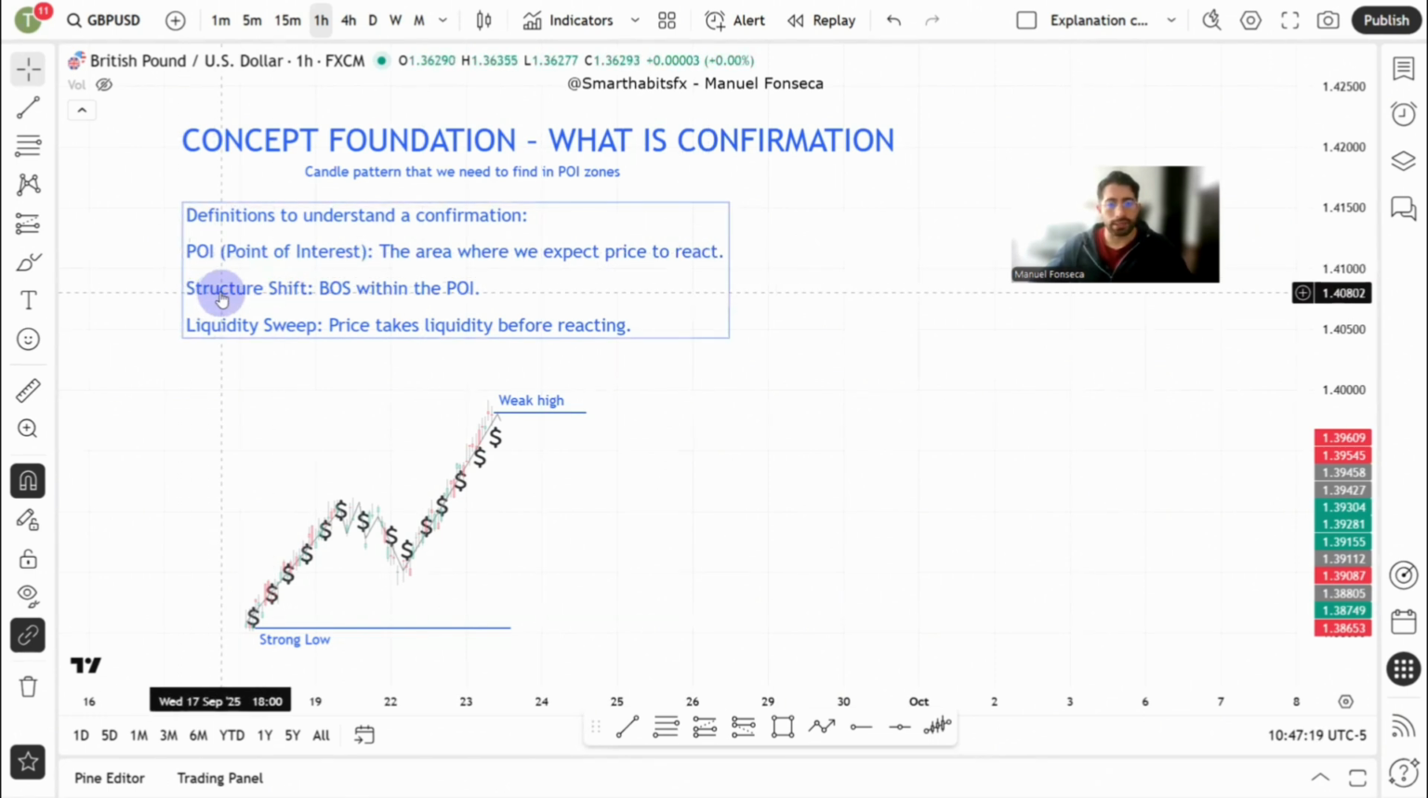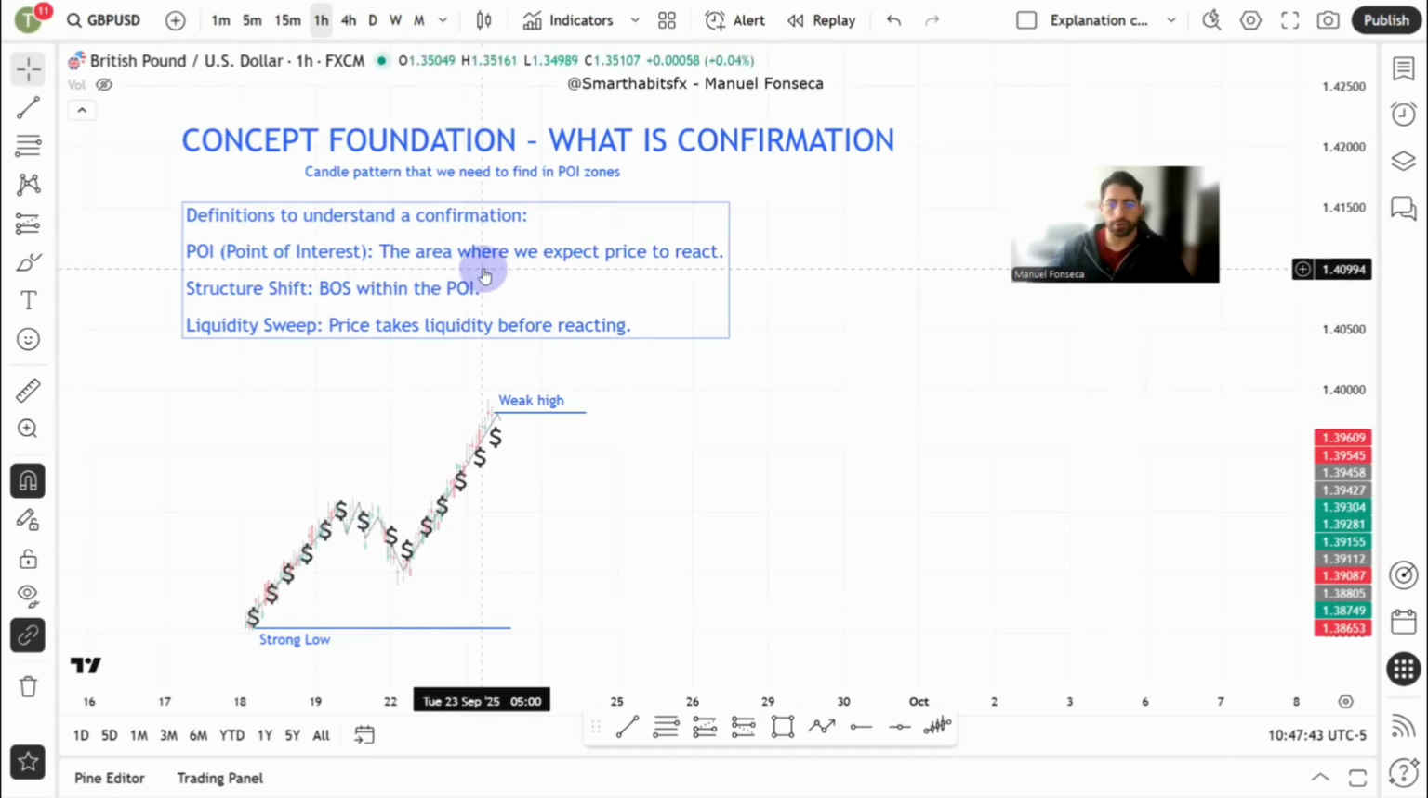Now, another concept, which is not that new, we talked about in the video about market direction, one of the first videos: the structure shift. Here we have the concept of a break of structure, BOS, within the POI. So we will expect a BOS within this point of interest. Also, in this smart money concept strategy, you will find a concept called change of character, or CHoCH. But personally, I don't use it because I find a break of structure stronger in terms of confirmation.